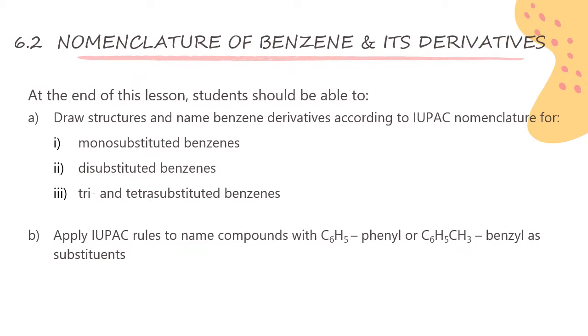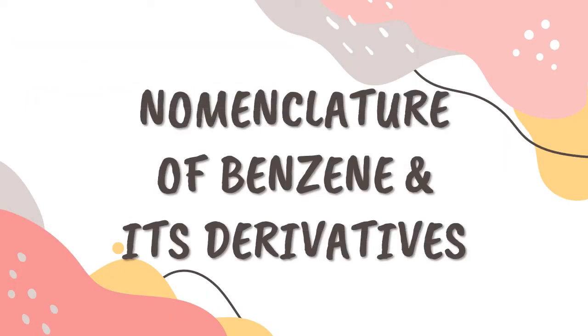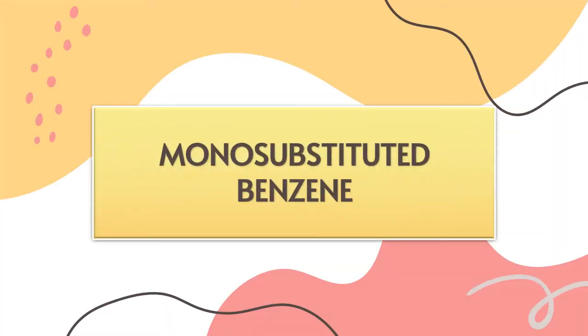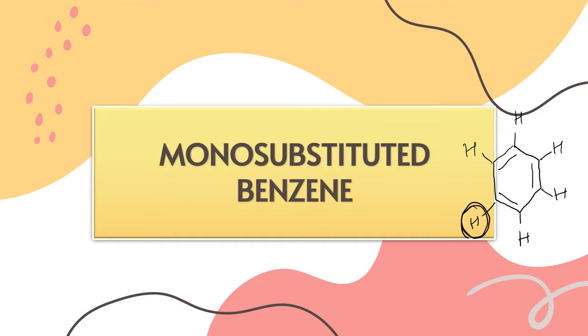So now, let's start. Nomenclature of benzene and its derivative. The first one, we're going to look at is the monosubstituted benzene. As you know, your benzene ring will look like this. Basically, it looks like a cyclohexane, it's just that it will have 3 alternating double bonds. Monosubstituted means we are substituting one of the carbon hydrogen bonds over here with something else, and then we're going to name that benzene.